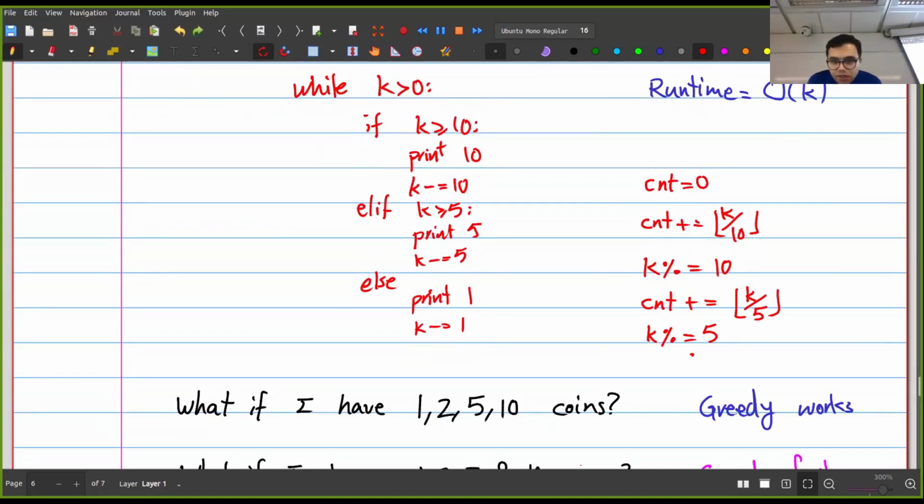Well, I mean, I didn't have a 2 here. I just had this. So I just say my answer increases by k at the end because my last coin was a $1 coin. Okay. So I can also do this. And what is the runtime here? The runtime here is constant, right? Because I'm literally doing a constant number of operations.